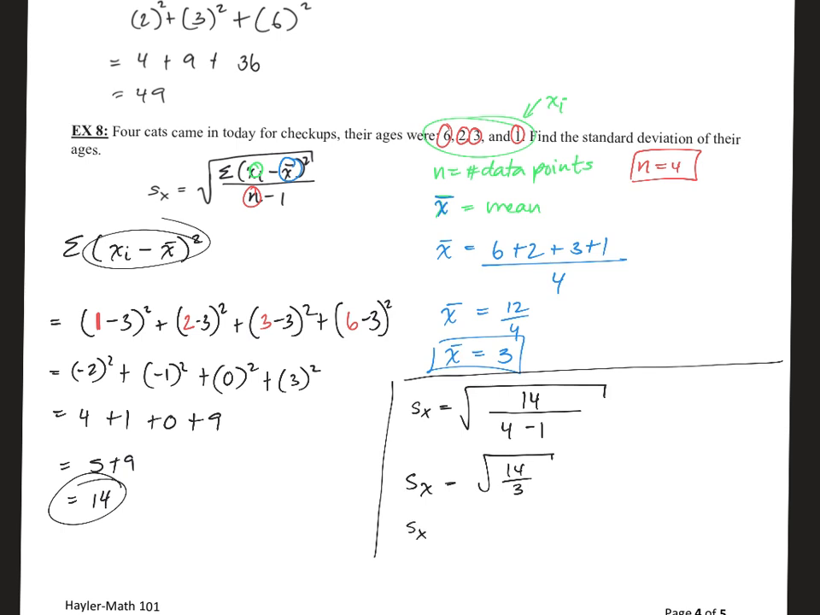Okay, so what is 14 divided by 3? And then we're going to take the square root of that. This is going to be an approximation. 2.16. Let's go ahead and just round to the hundredth unless we're told otherwise. So, the sample standard deviation here, since we're talking about the sample, if it was a population, we'd be using the population formula. Right there. So standard deviation, 2.16.